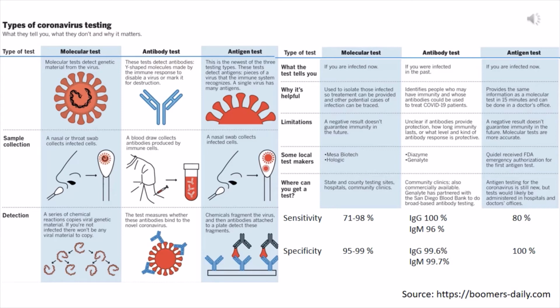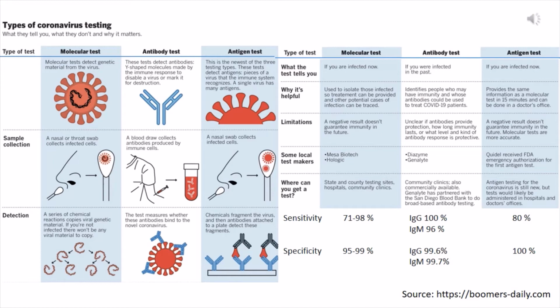Number 1, molecular test. Molecular tests detect genetic material from the virus. Samples are collected on a nasal or throat swab. A series of chemical reactions amplifies the genetic material of the virus. A high-intensity signal shows the person is infected with SARS-2. Testing is carried out at hospitals and community clinics.